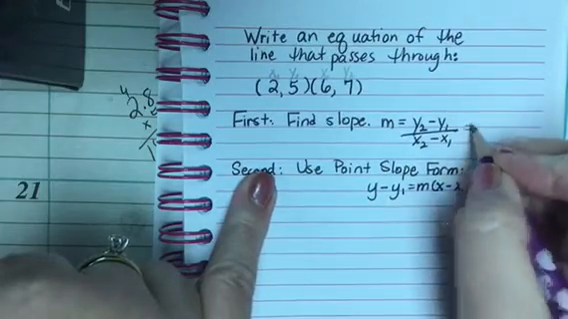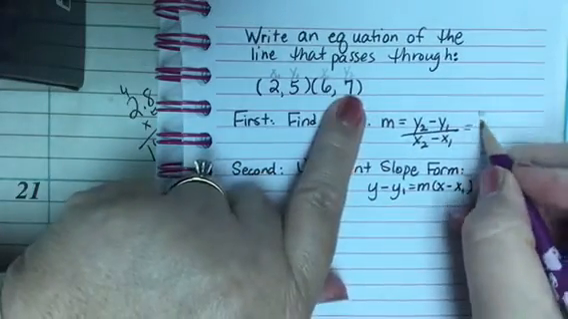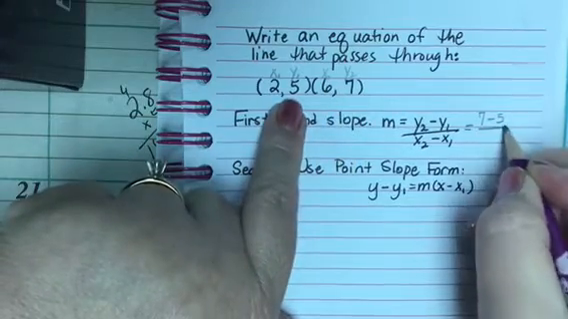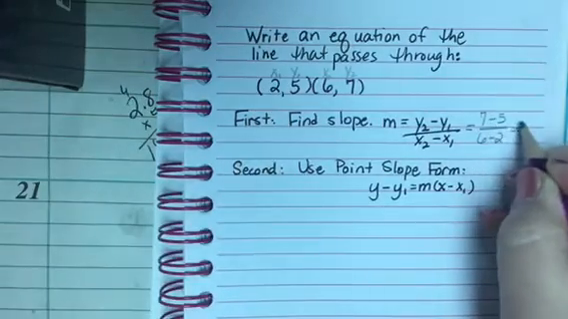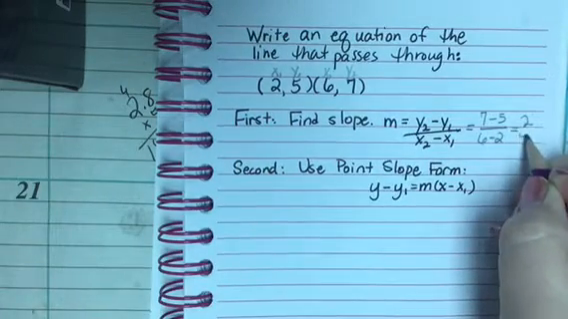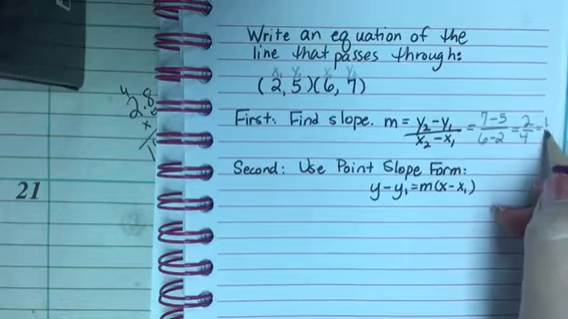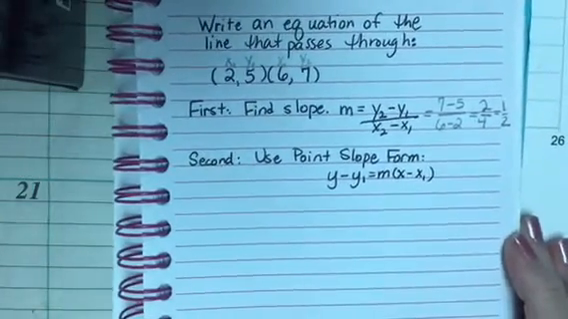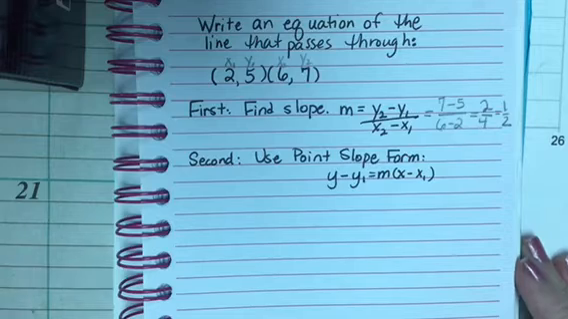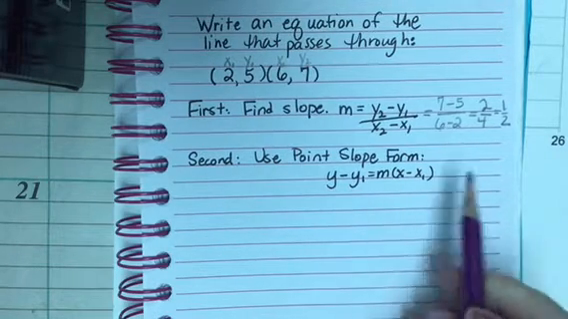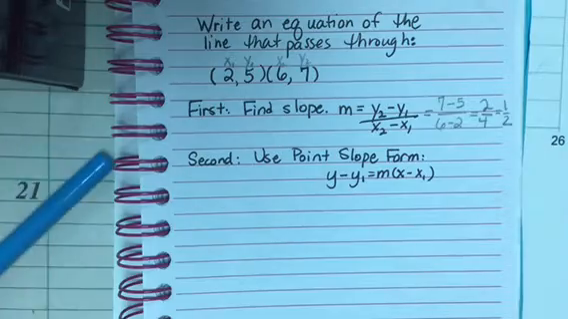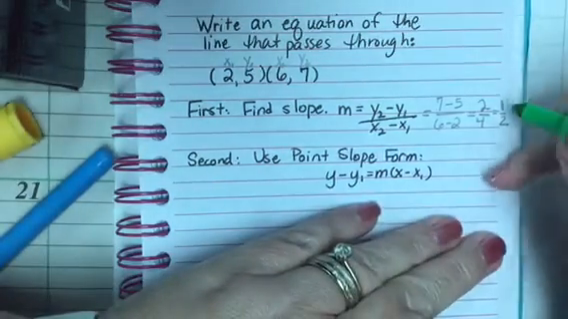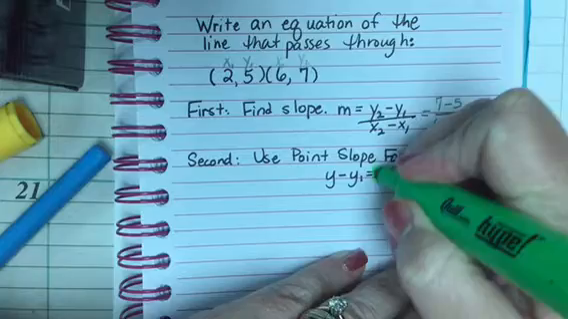And then find your slope: y2 minus y1 divided by x2 minus x1. 7 minus 5 is 2, 6 minus 2 is 4, so my slope is 1/2. Then after that you're going to use point-slope form. You're going to substitute into that equation some values. First, you're going to substitute the slope that you just found in for m.